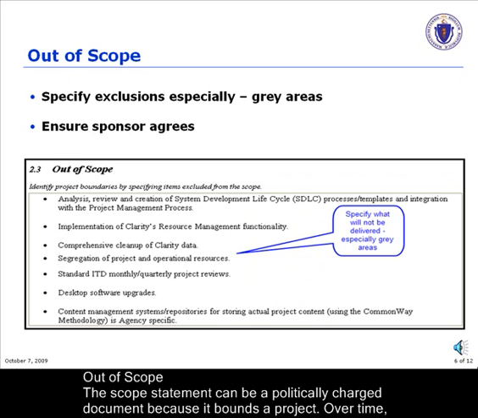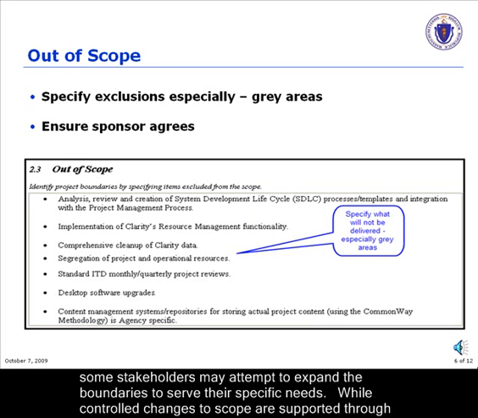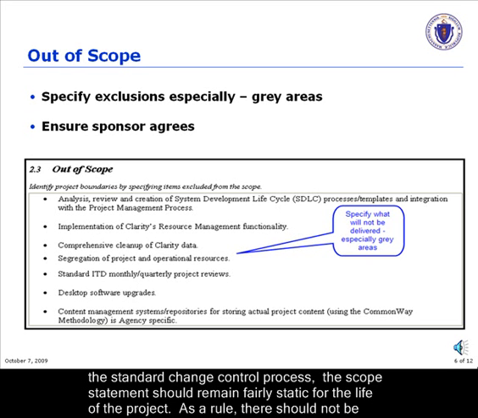Out of scope. The scope statement can be a politically charged document because it bounds a project. Over time, some stakeholders may attempt to expand the boundaries to serve their specific needs. While controlled changes to scope are supported through the standard change control process, the scope statement should remain fairly static for the life of a project.